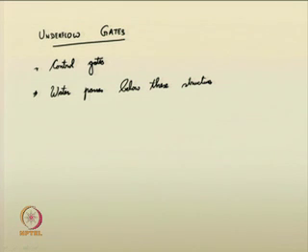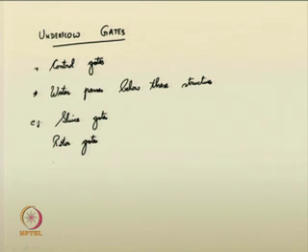So, some of the examples are sluice gates, radial gates, tainter gates. There are many control gates that allow underflow through them.